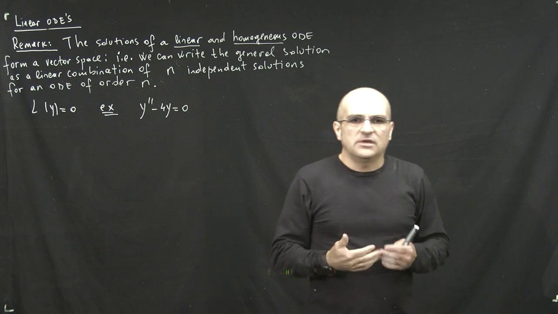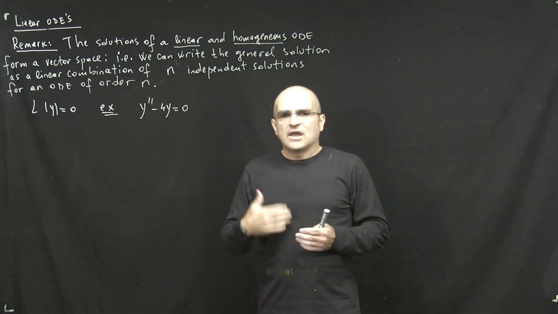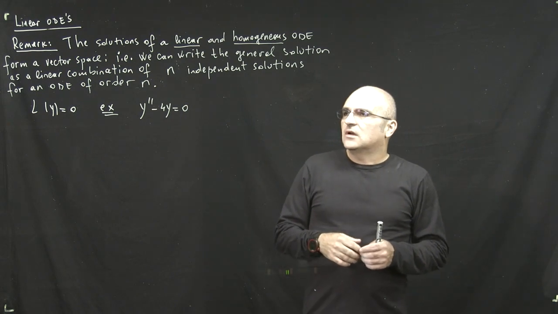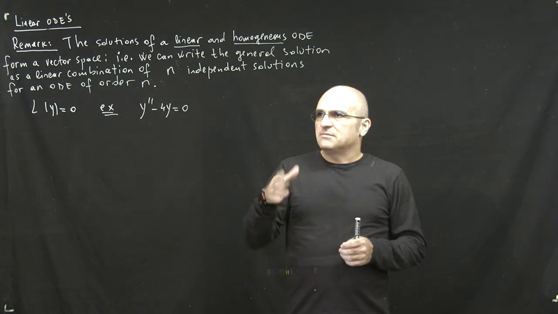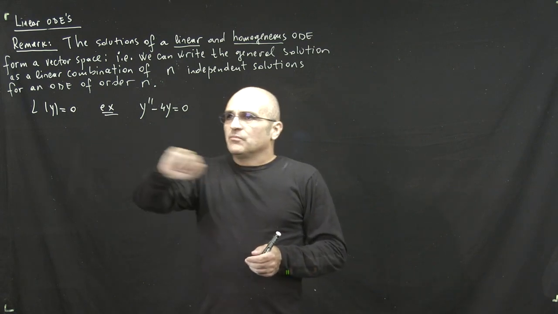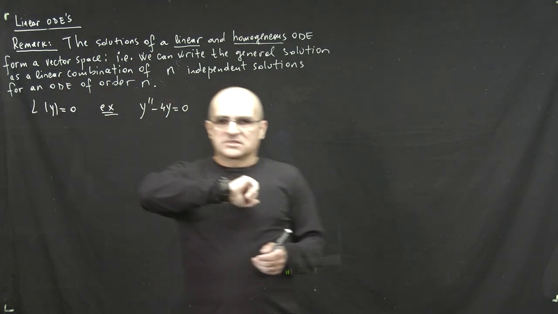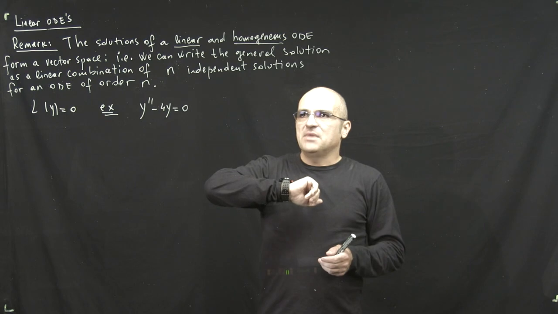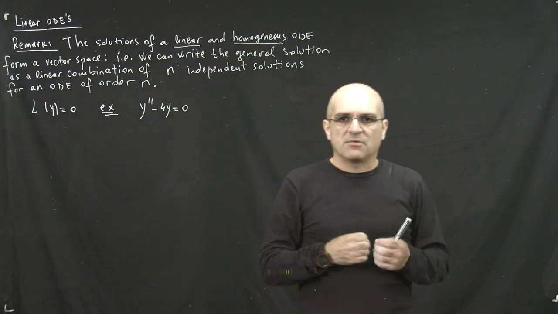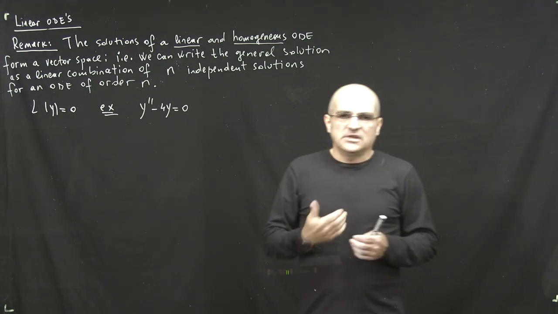although those of you who have taken linear algebra, or you are taking it right now at the same time as differential equations, you're going to learn about what a vector space looks like. But what that means in our case is that essentially the general solution can be written as a linear combination of independent solutions.